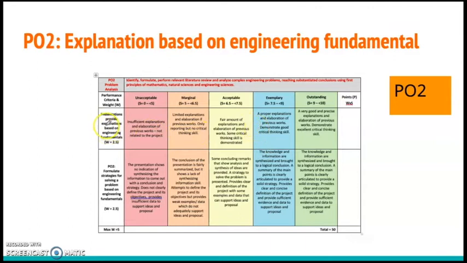Okay. Second is PO2, almost the same as PO1. So again, your presentation needs to provide explanation based on your engineering fundamentals. So it's not just on the surface, on the application. Within 5 minutes, you are going to summarize this engineering fundamental into 1 or 2 slides. And the second one is how you're going to formalize the problem based on what you have read. So it shows how you synthesize the problem statement from your literature review in chapter 2.